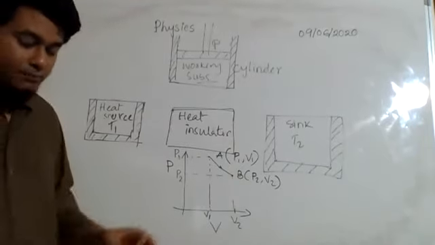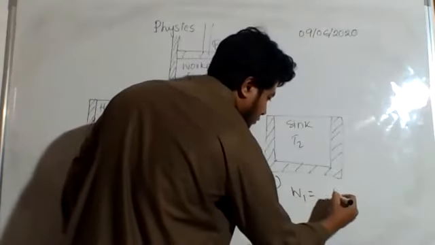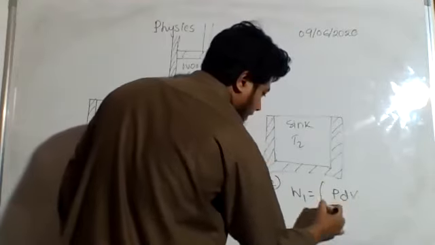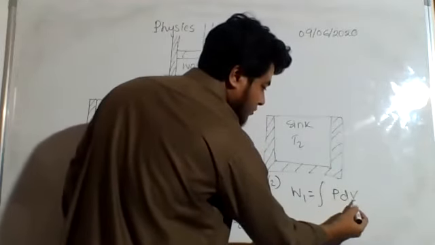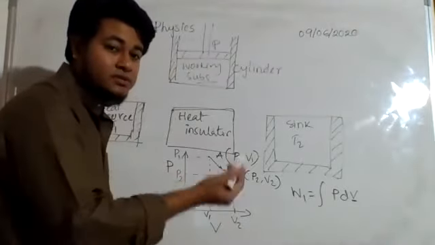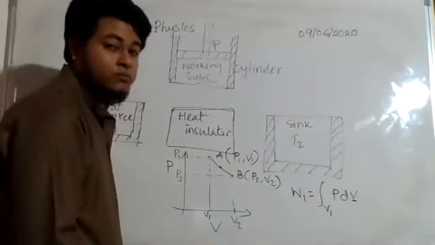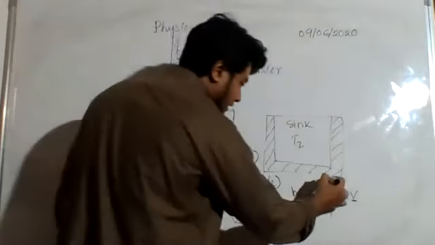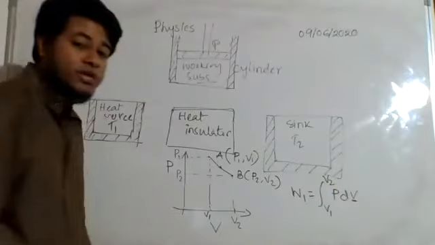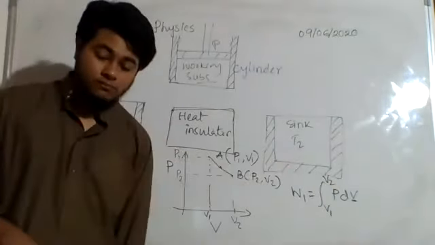So what is the amount of work done in this first process? W1 is equal to the integral of P dV. Now, as we are integrating with respect to V, the upper and lower limits should be in terms of volume. The lower limit is the initial volume, that is V1, and the upper limit, that is V2, should be the final volume, right?